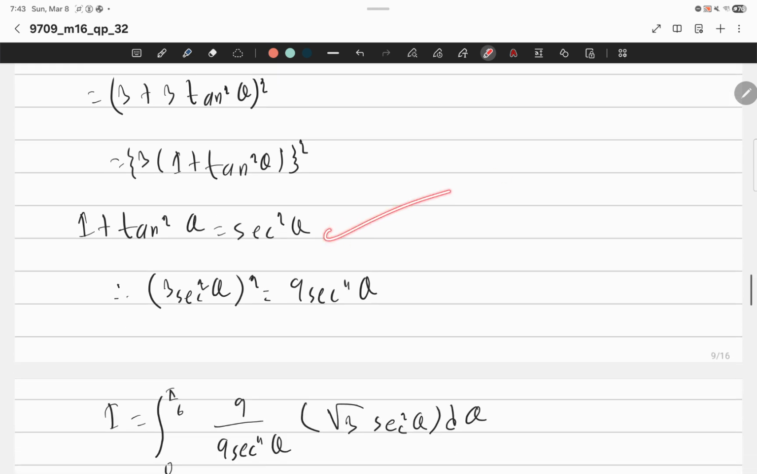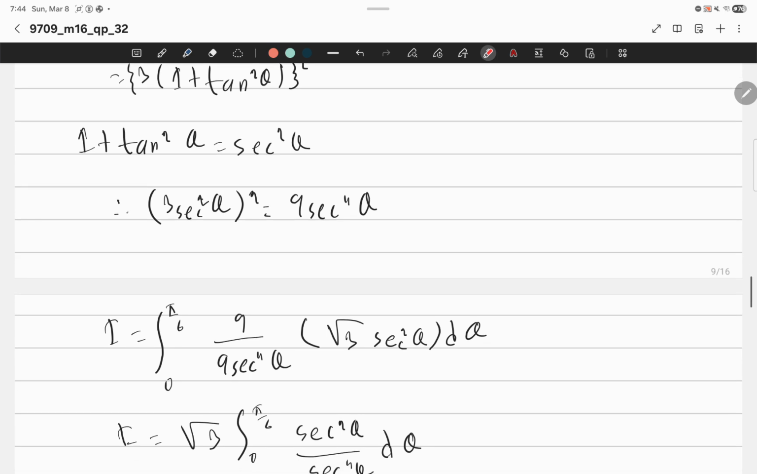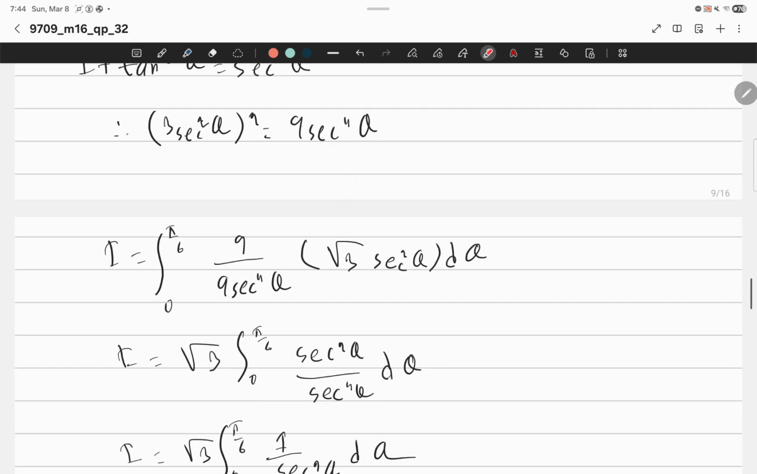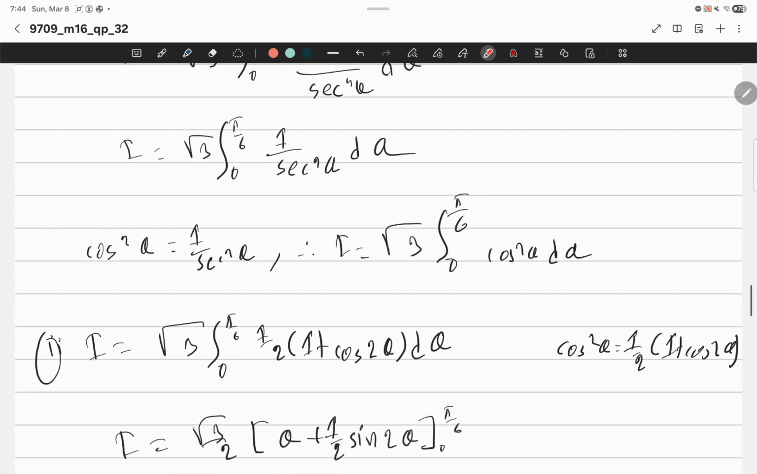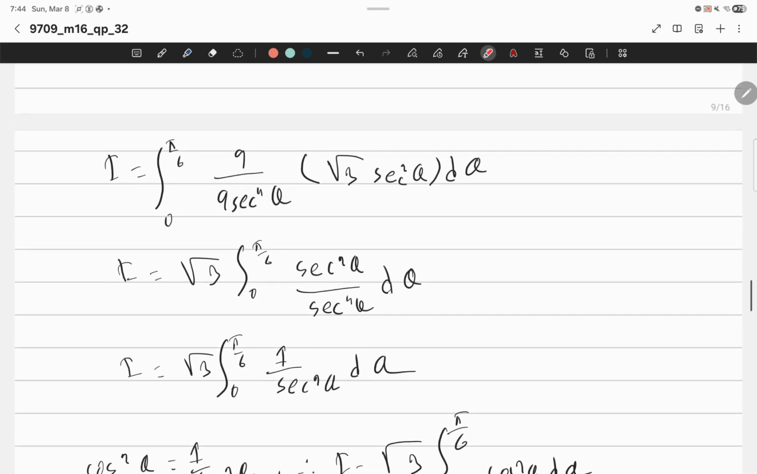This is an identity. So 3 sec square theta is 9 sec 4 theta. Then we do have some more substitutions and calculations, and we get it over with. It was actually a bit critical. You need to have elite math knowledge, because some identities you might forget, since it will not be given in your MF19.